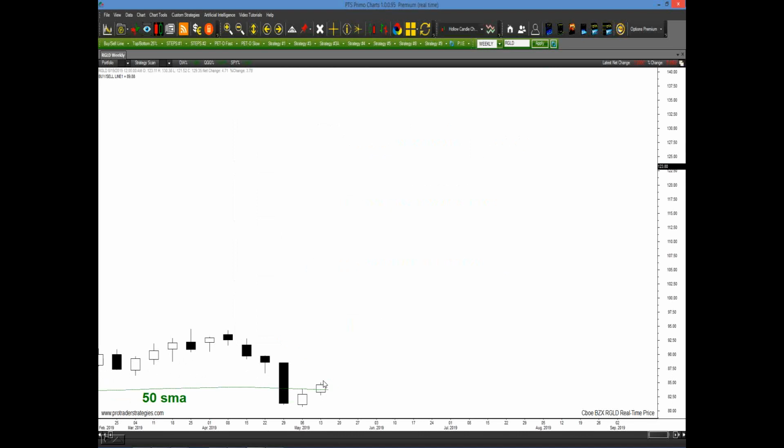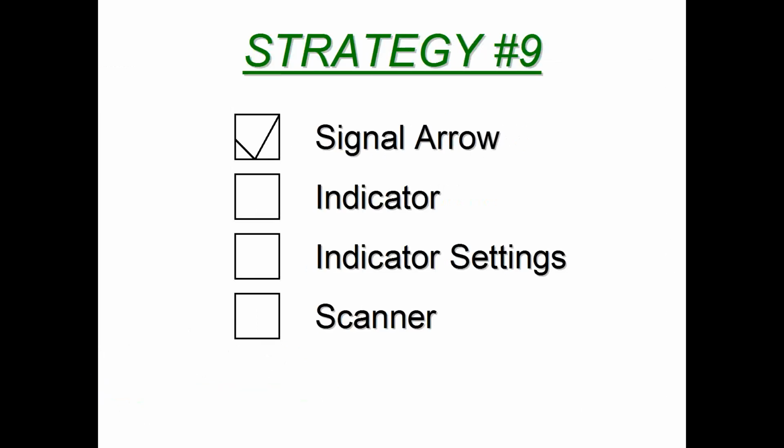The overall trend is still up. Now, if the requirements are met, we'll have some buy setups here. According to the studying we've been doing and the paper trading, we think we found a buy signal. So we check our work. We click on strategy number 9, click on signal arrows. You see the way we designed this so you can actually learn how to identify setups?